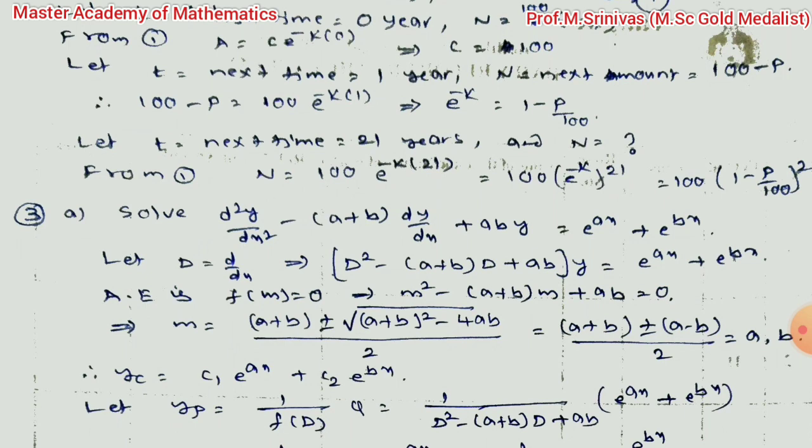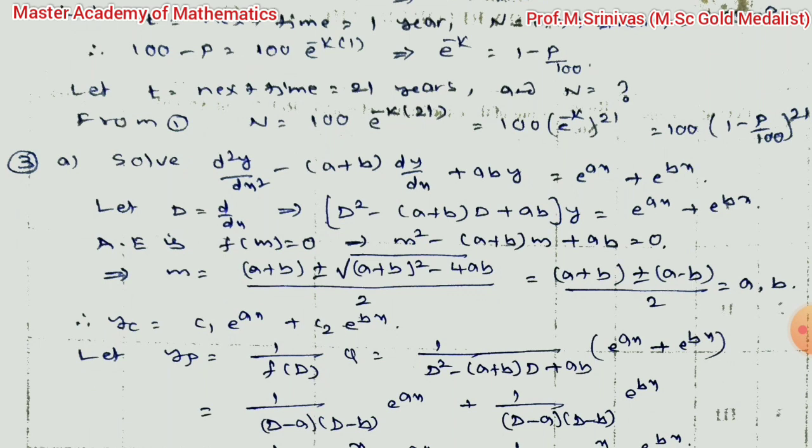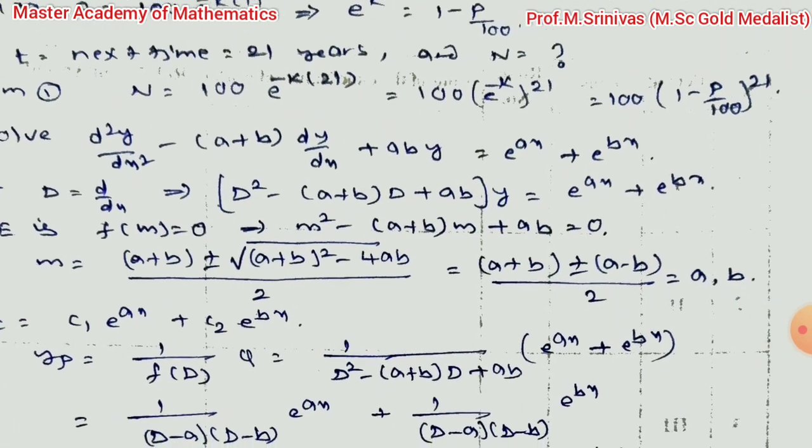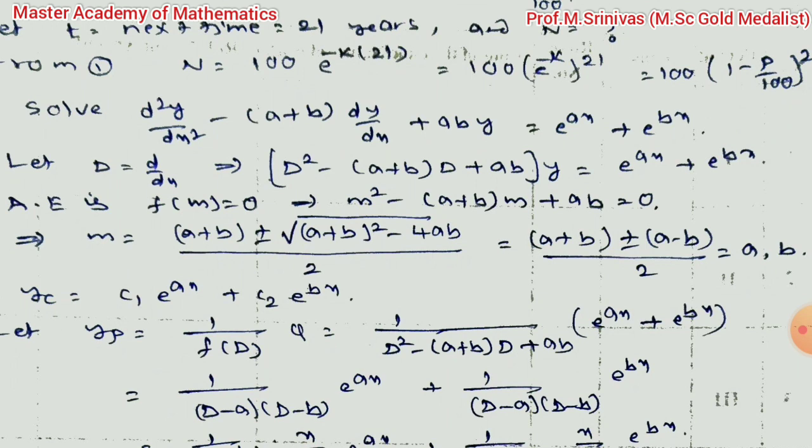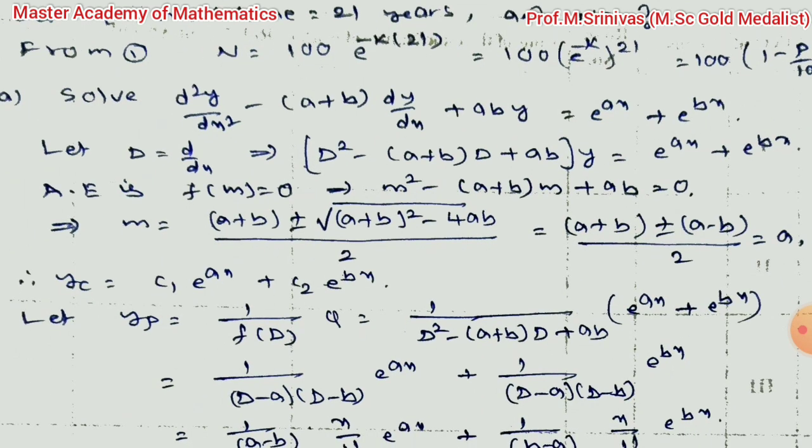Third A bit. Solve d²y/dx² − (a+b) dy/dx + aby = e^(ax) + e^(bx). When you introduce the differential operator D equal to d/dx, the same equation converts into symbolic form. Then you find the auxiliary equation, and from that, the m values. On finding the roots a and b, since the roots are real and different, yc equals c1 e^(ax) + c2 e^(bx).